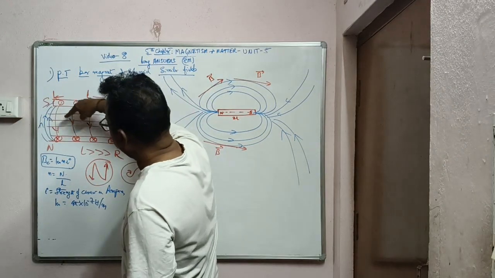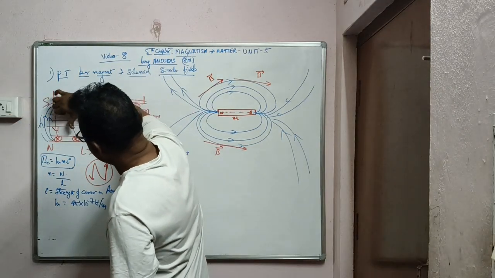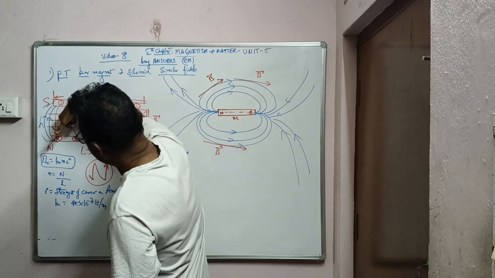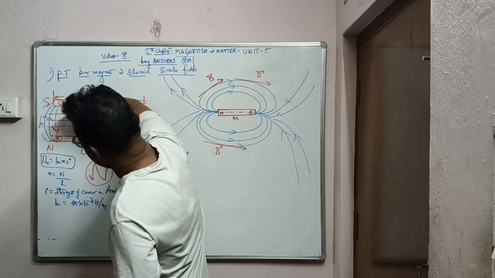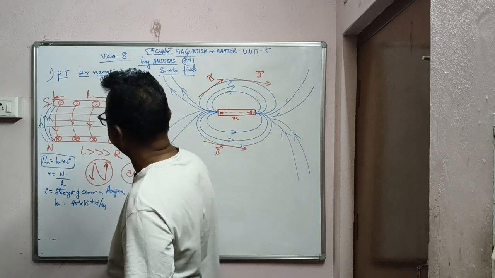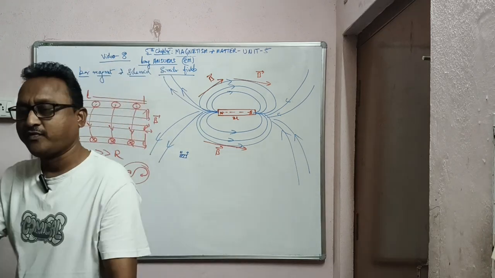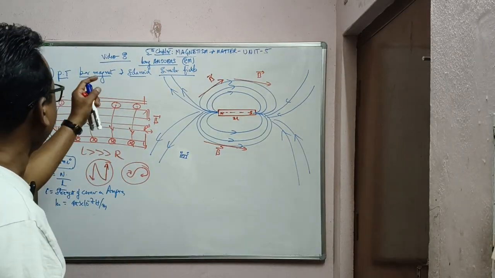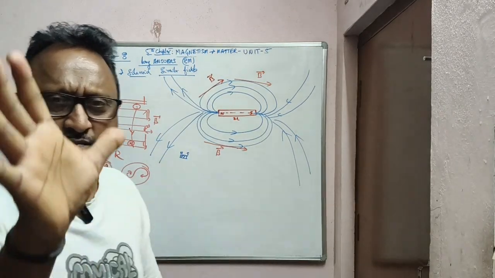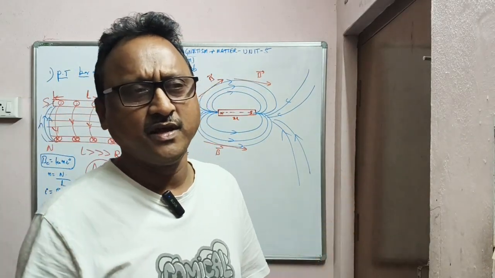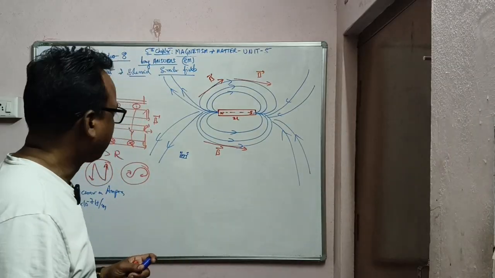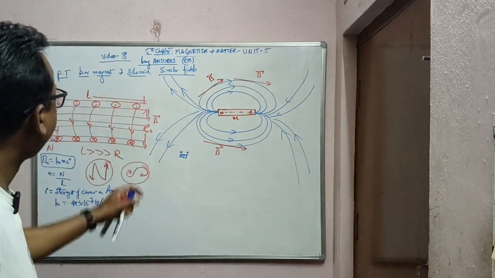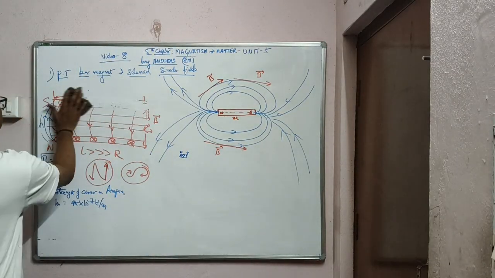See, this current has come, you can apply it here. See the direction. Going inside, coming outside. So the magnetic field will be in this fashion. So you can find out the direction of the magnetic field in any direction by using your right hand thumb rule. Okay, clear? So this is about the bar magnet and solenoid.